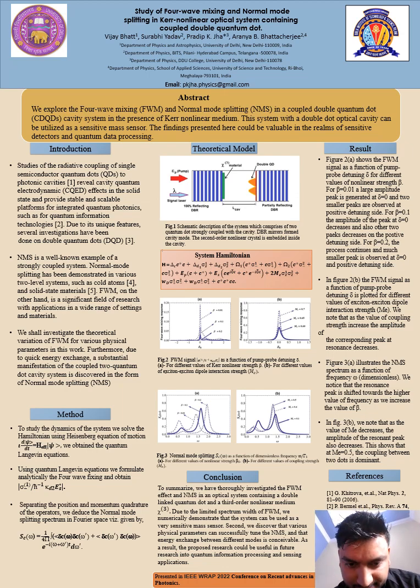For results, we can see in figures 2a and b the four-wave mixing signal as a function of pump-probe detuning for different values of nonlinear strength. We can see that the amplitude of the peak at detuning 0 decreases, and the other two peaks decrease on the positive detuning side. For beta 0.2, the process continues, and a much smaller peak is observed at detuning equal to 0 and on the positive detuning side.